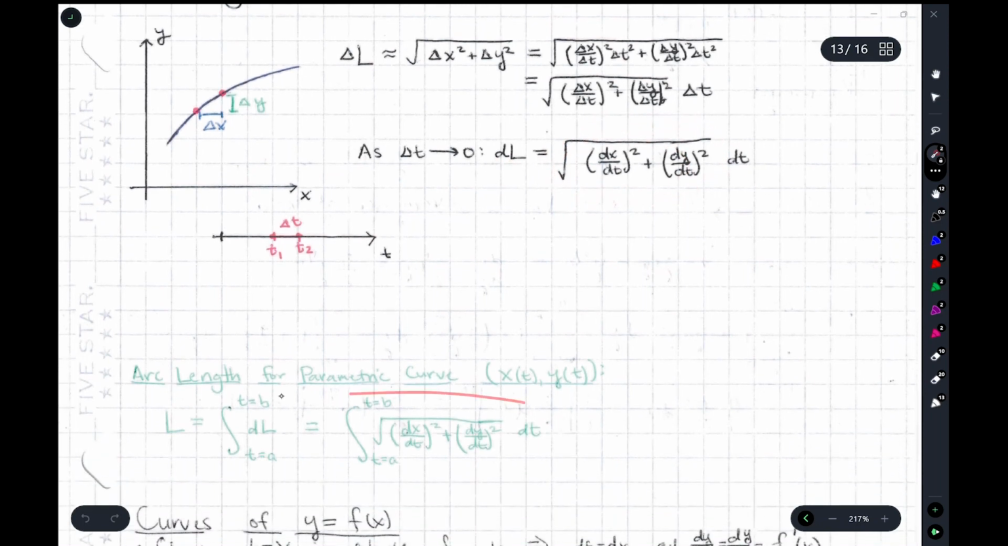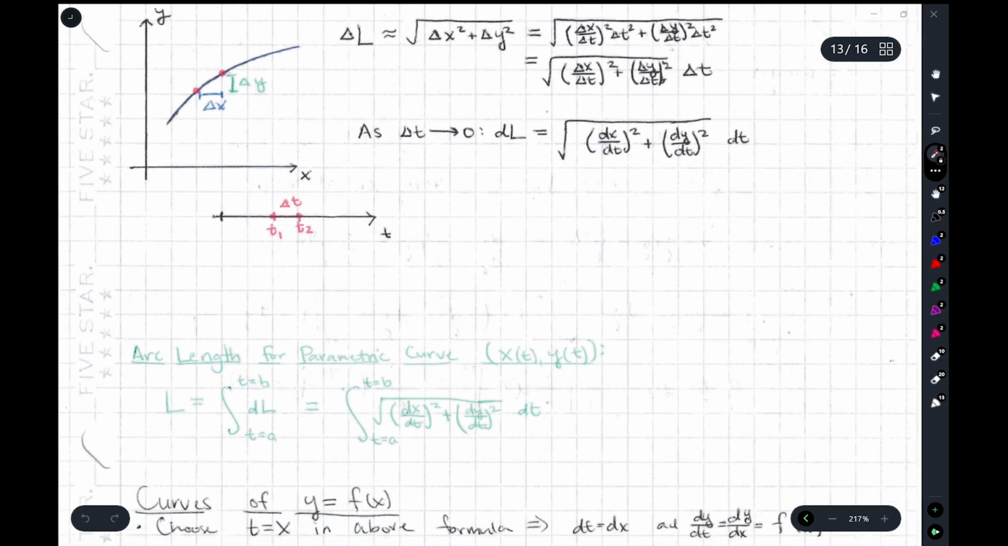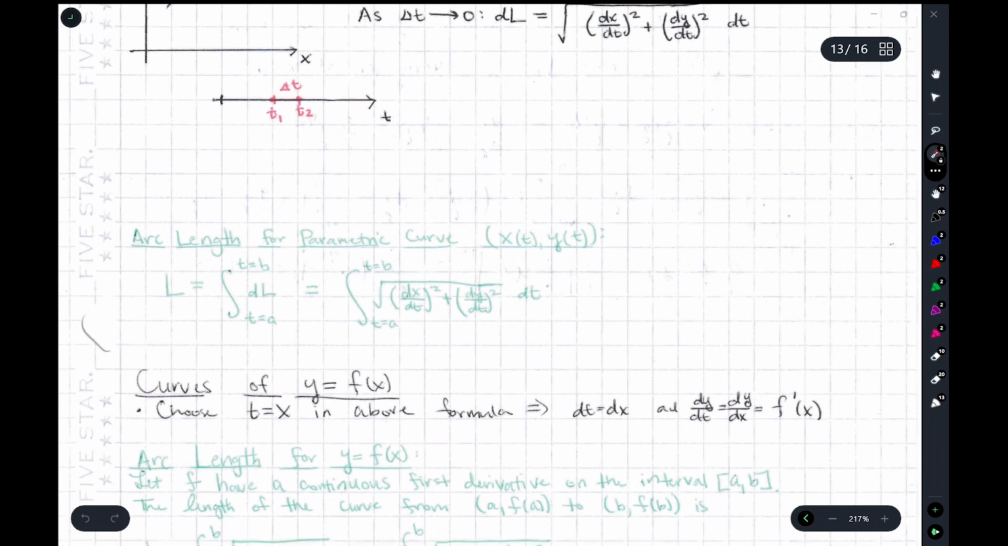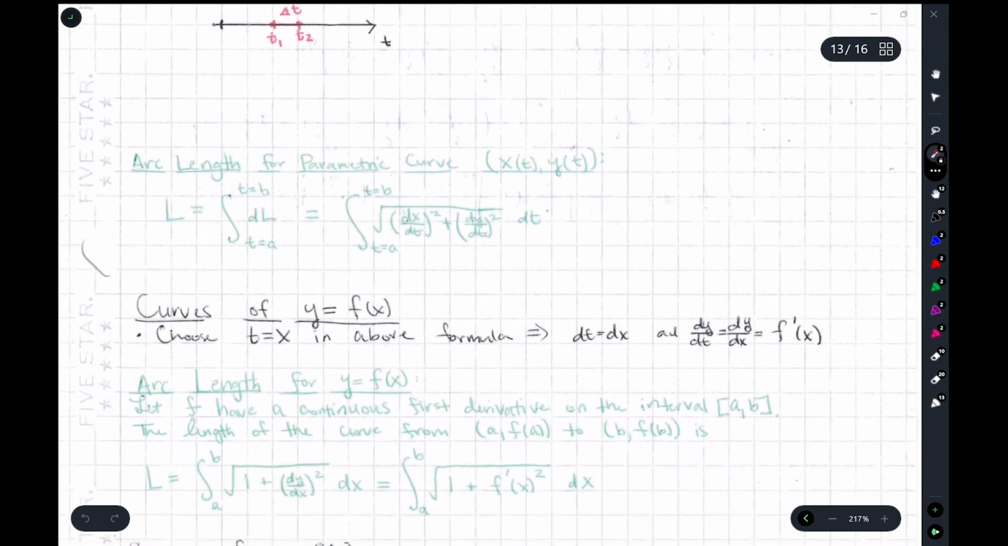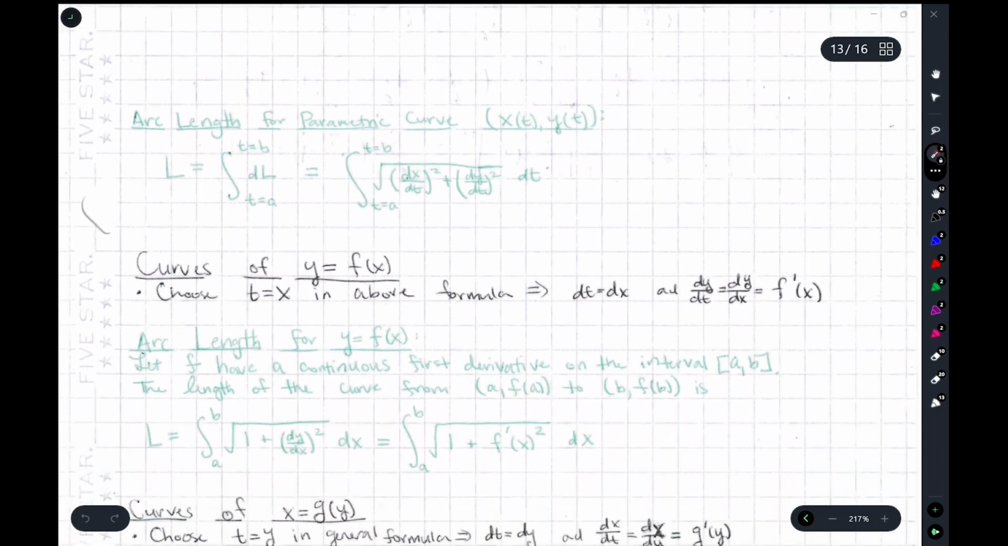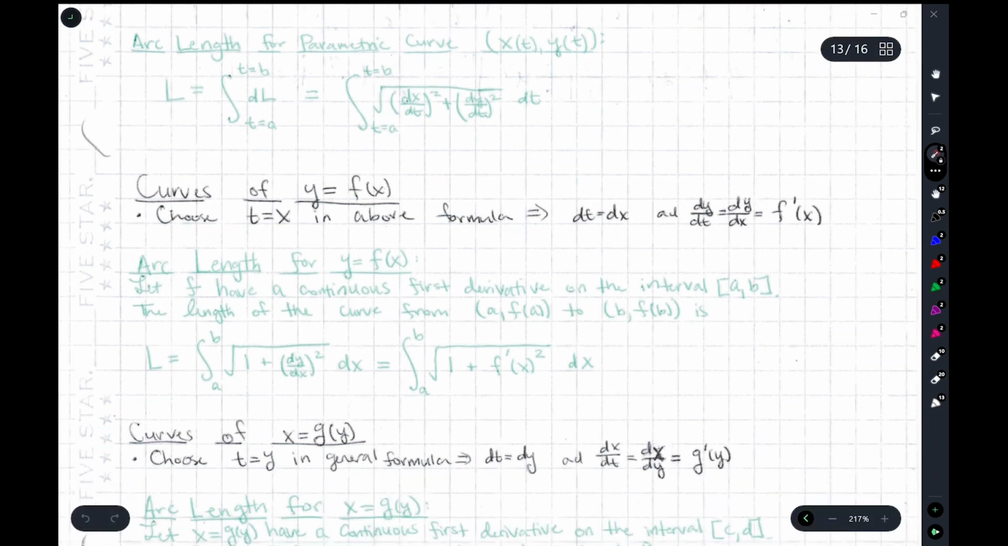And so here's our general formula for a parametric curve. We'll discuss this formula in the future when we talk about parametric equations. But for now, bear with me with that general formula, which at least gives us an intuition using time on how that formula works. Now suppose we want to find the length of a curve that's described by a function f of x. So y is equal to f of x.